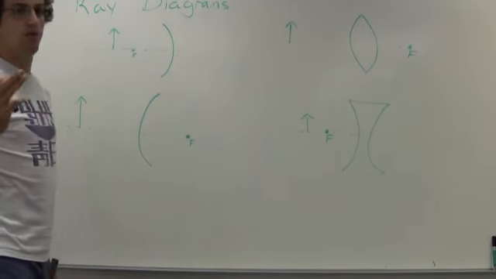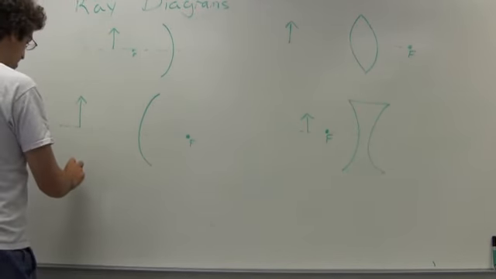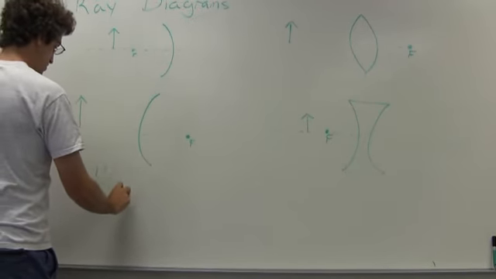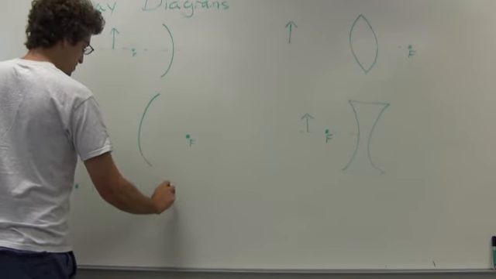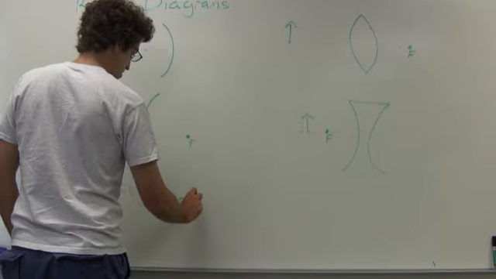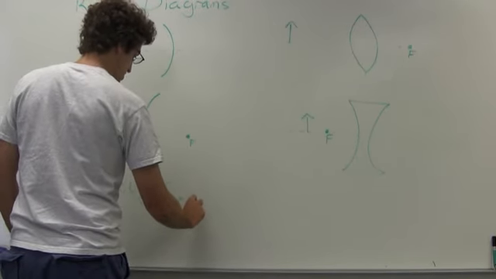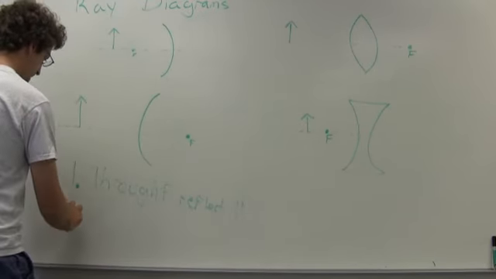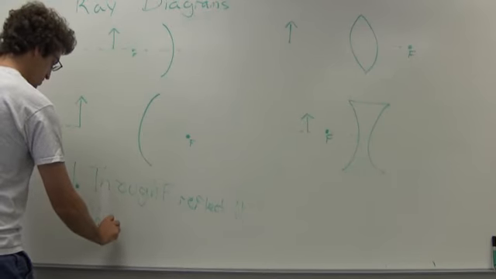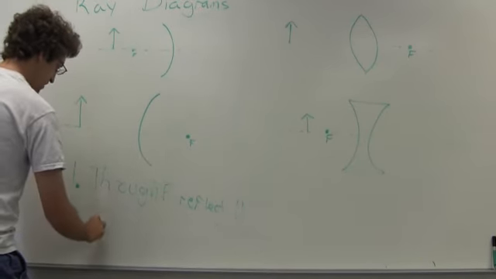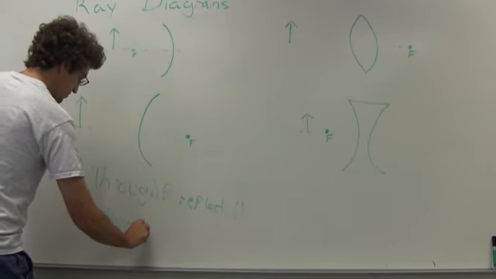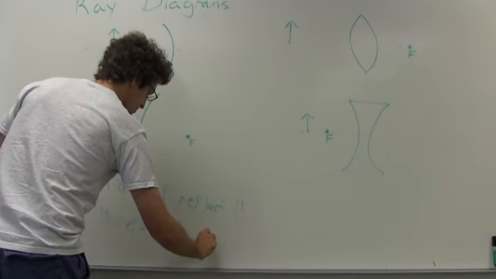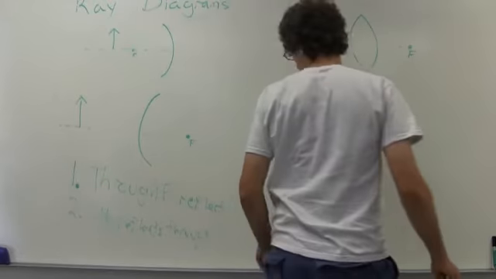Okay, for mirrors, there are two rules for drawing ray diagrams. One, a ray through the focus reflects parallel. The second rule is a ray coming in parallel reflects through the focus. Okay.